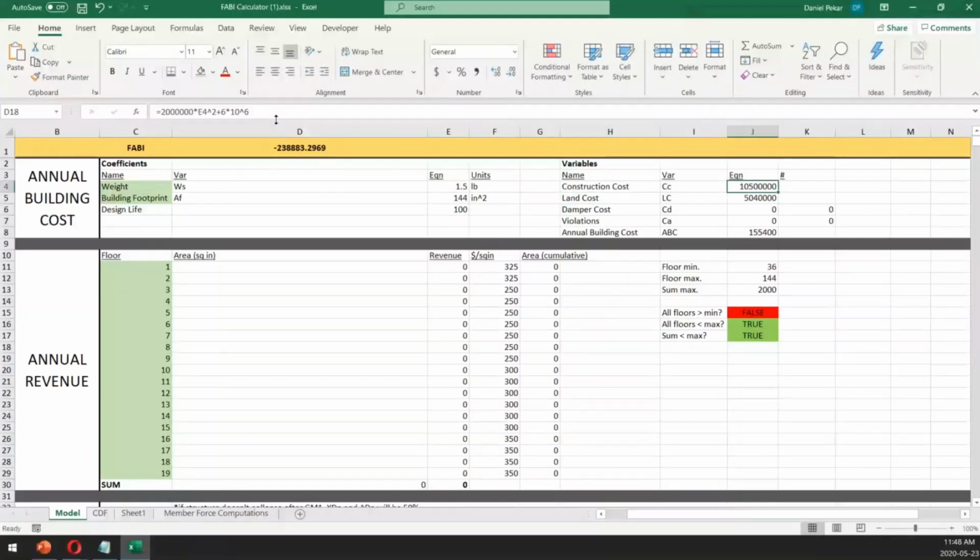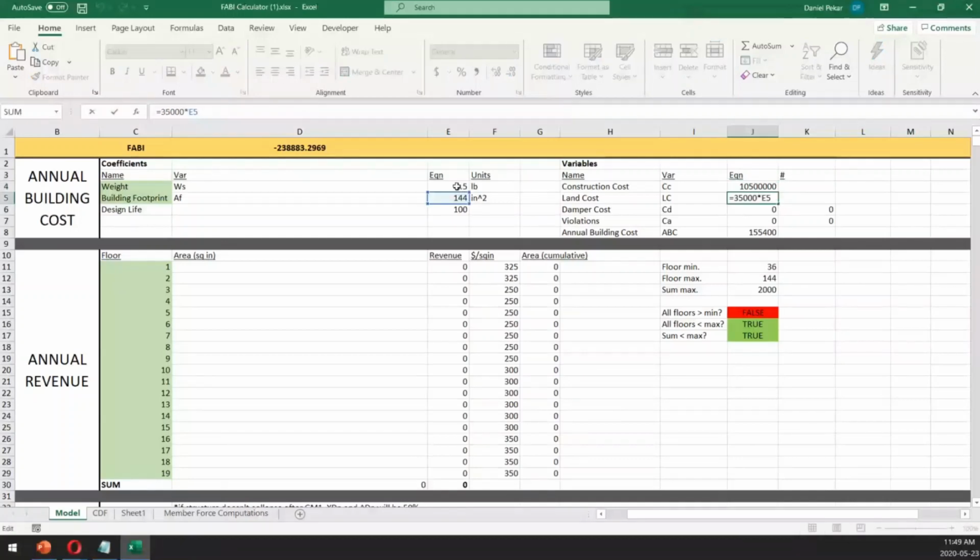We have construction cost, which you can see is 2 million times the weight squared plus 6 million. You have your land cost, which is 35,000 times your building footprint.